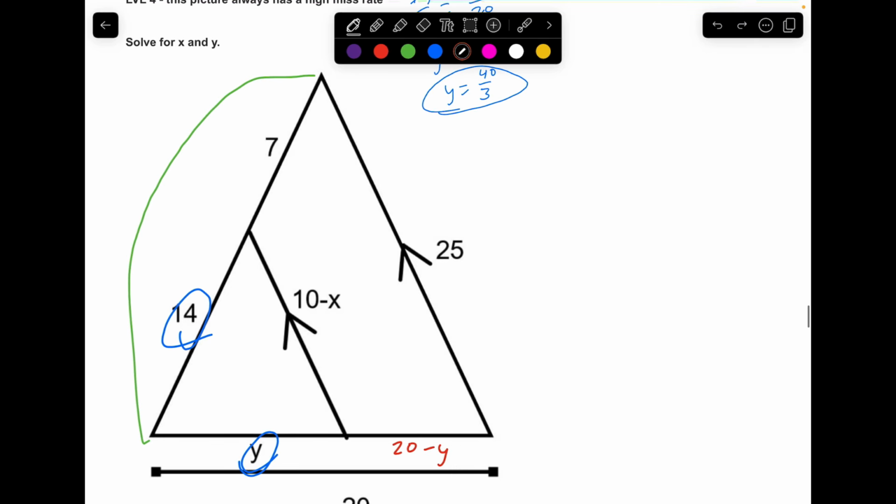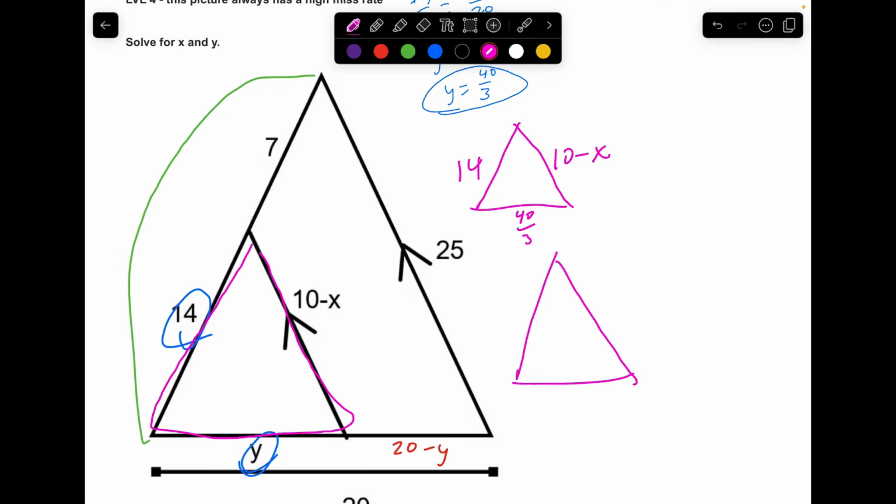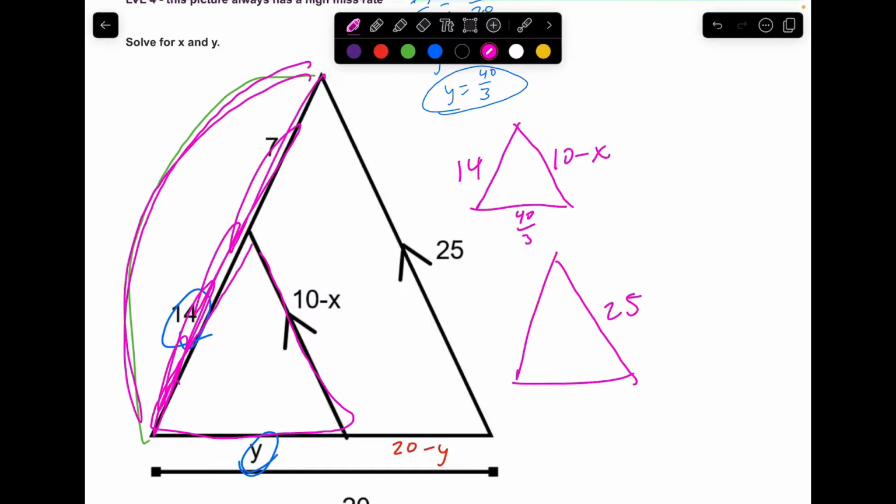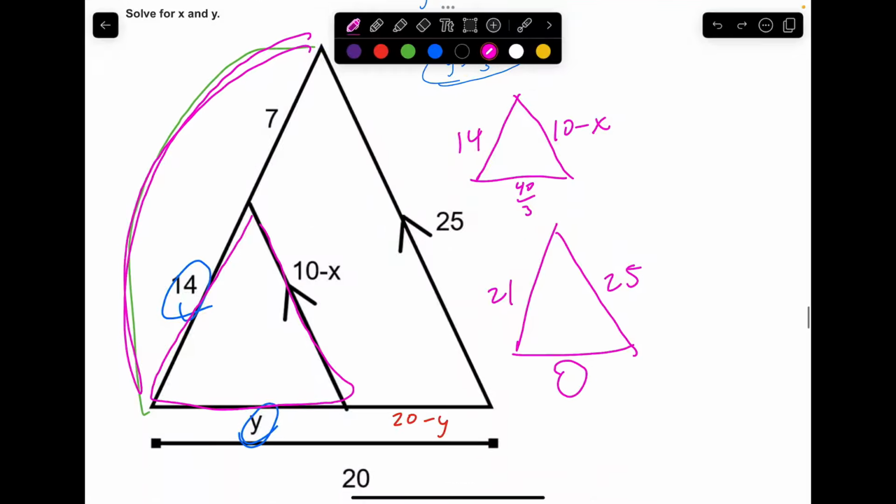To solve for x, we have to focus on the triangles. And if you need to redraw the triangles, then do it. There's a small triangle that is 14, 10 minus x, and y, which we just solved for, is 40 over 3. And then there's a big triangle that has sides of 25. How long is this entire side of the big triangle? 21. And then there's this side, I don't even care, but it would be 20. We know that side's 20.